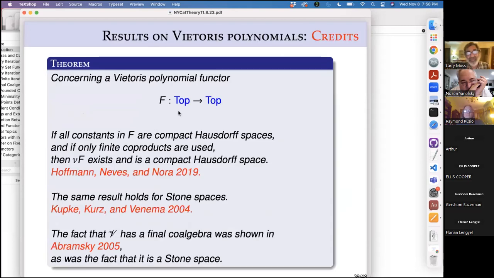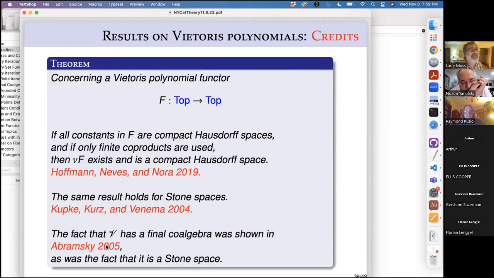So other people proved parts of this result before us. In 2019, Hoffman, Neves, and Nora showed something about compact Hausdorff spaces, and that's a special case of our theorem. And for Stone spaces, it was shown in 2004. But again, ours is better because it works for any Hausdorff space. And the fact that V itself has a final coalgebra goes back to 2005.